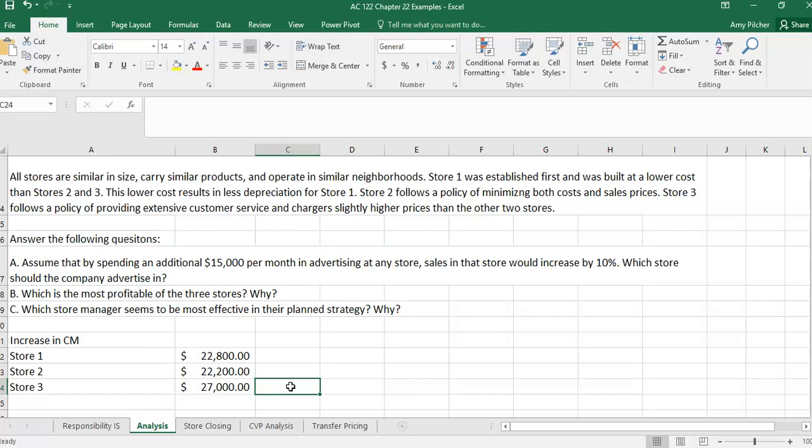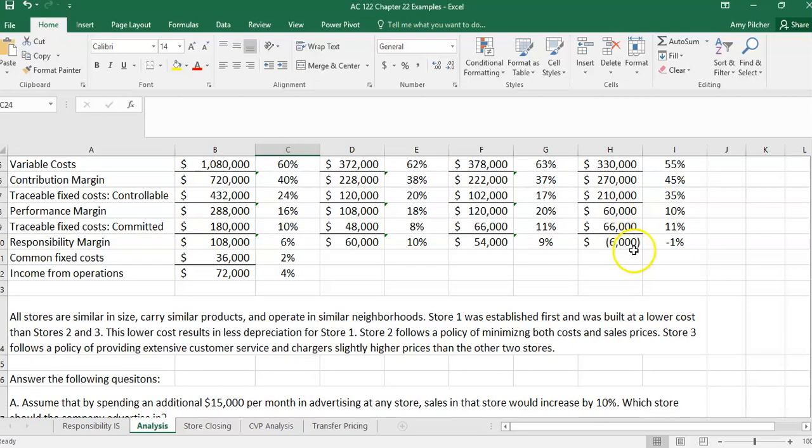Another reason for choosing store 3 is because store 3 currently has negative $6,000 in responsibility margin. A 10% increase in sales would give us a positive responsibility margin, and we would no longer have negative contribution from that store.